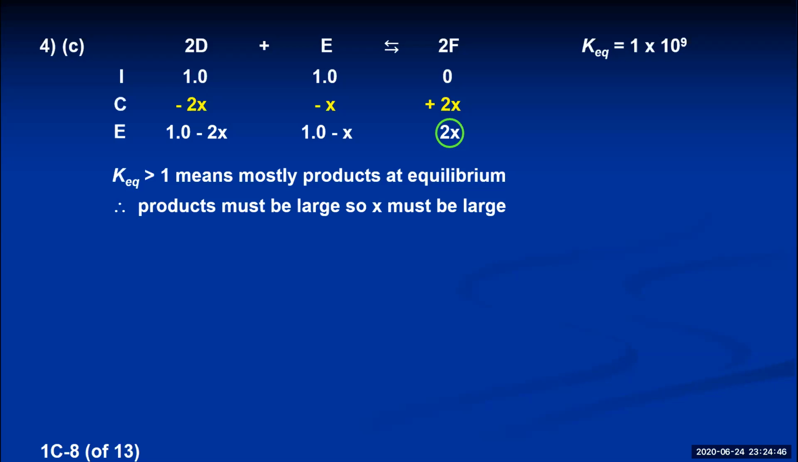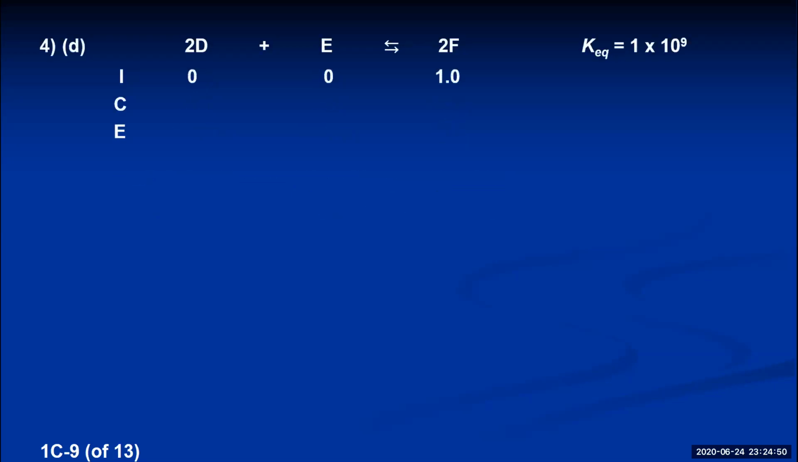Same reaction, but different starting or initial molarities. If we start with 1.0 molar of the product F, that means the reverse reaction has to be spontaneous. We're going to form 2x of D, we're going to form 1x of E, and we'll react away 2x of F. The equilibrium molarities will be 2x, x, and 1.0 minus 2x.